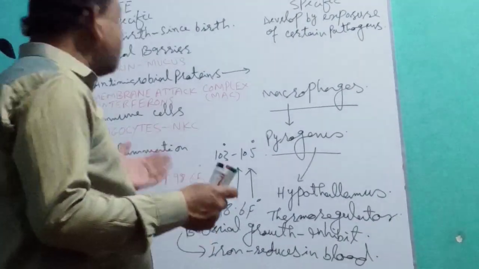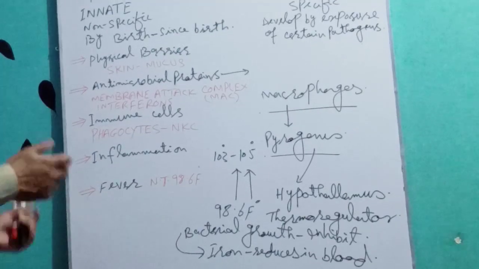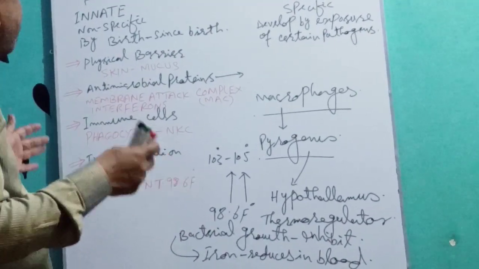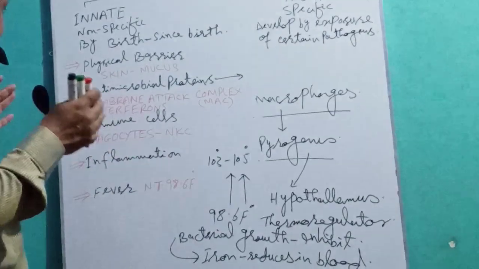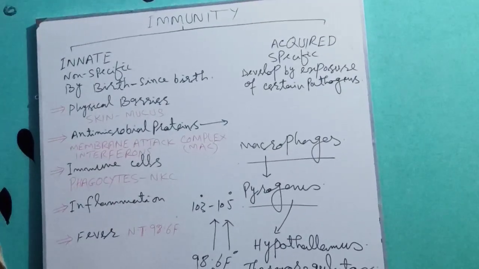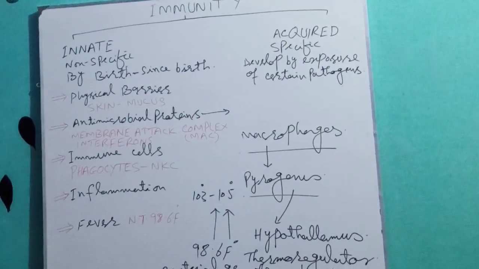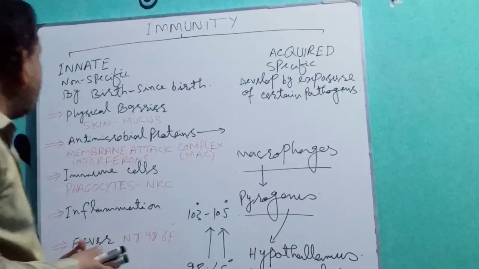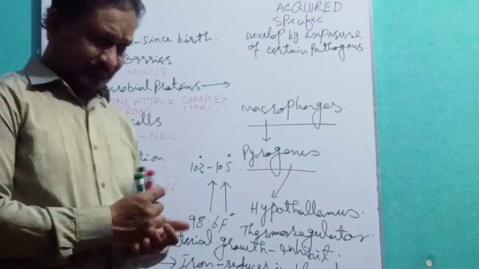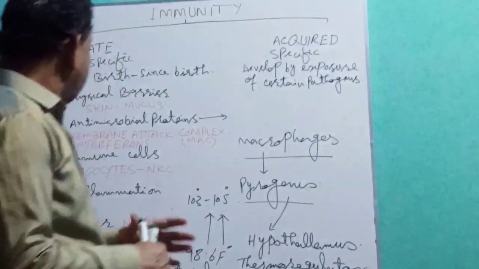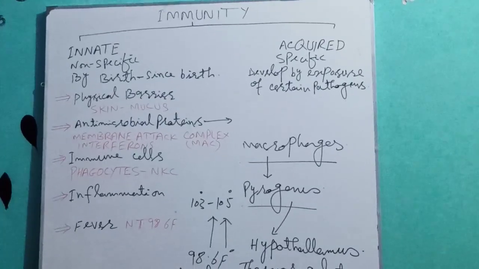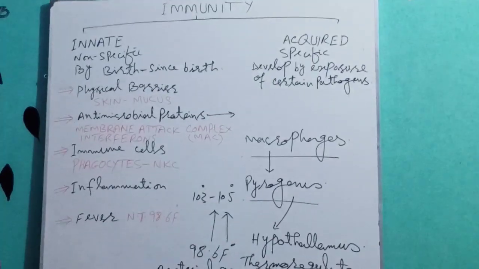So these are the parameters, and these are the substances and various cells and barriers which participate in the innate immunity, and this is all about the innate immunity, and we hope you will learn some things which are important for the innate immunity.